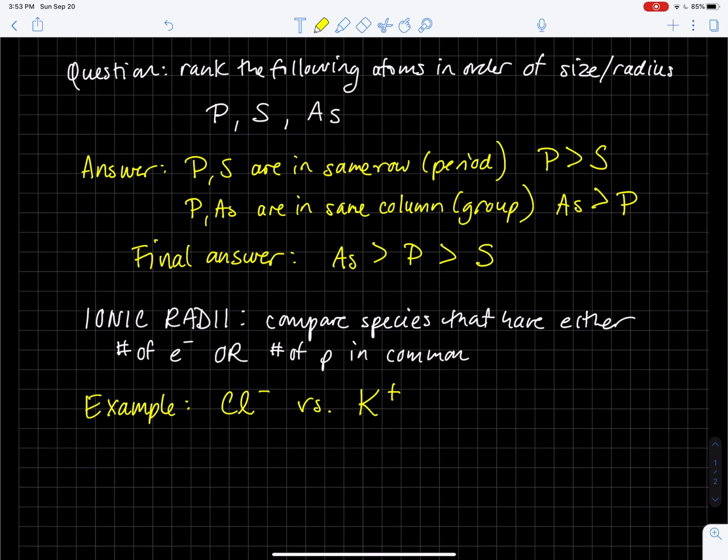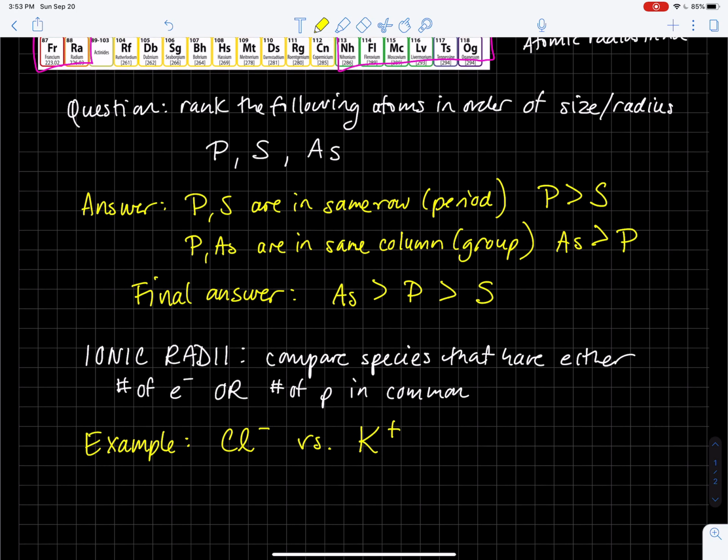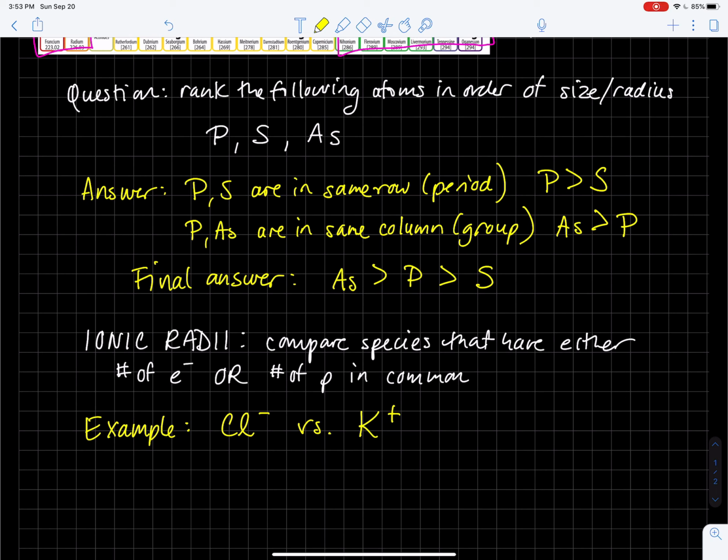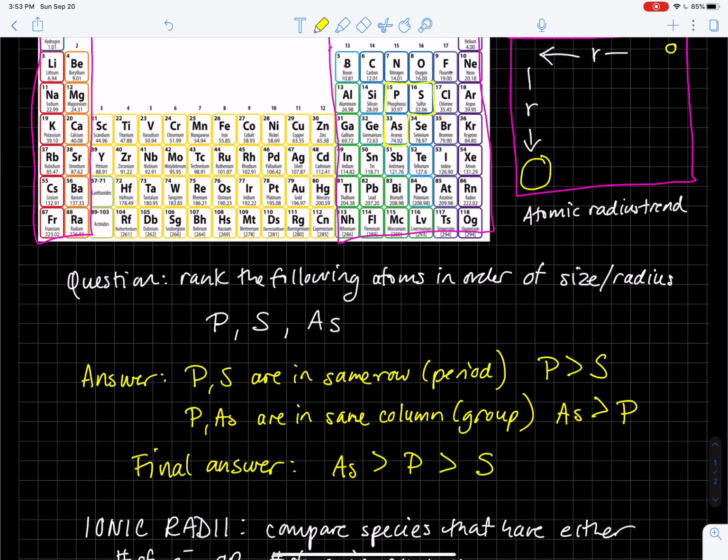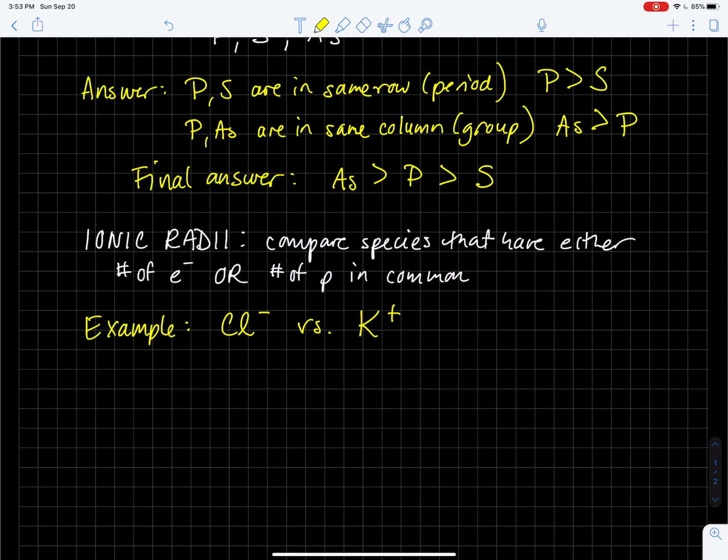I can't just use a trend for these two because they have charge on them. The trend works for neutrals. The trend could work for ions that have the same charge, but here one is positive, one's negative. So in fact, I need other information. If I look at the periodic table up here, I can see that chlorine has 17 protons. So I'll just make a little table here, with protons and electrons. So chlorine has 17 protons. It started out, when it was a chlorine atom, with 17 electrons, but now it has 18 because it's a negatively charged ion.